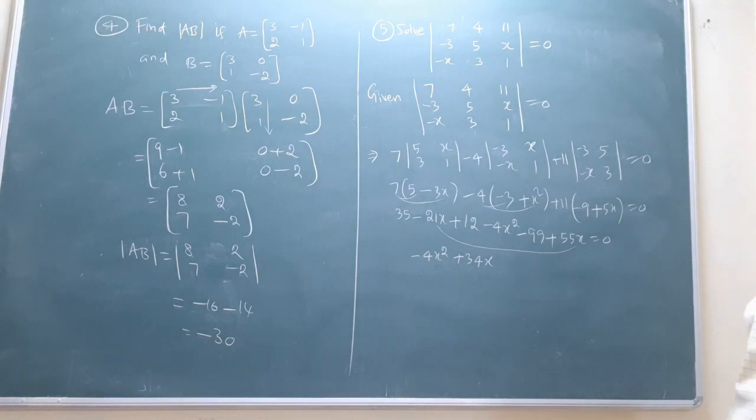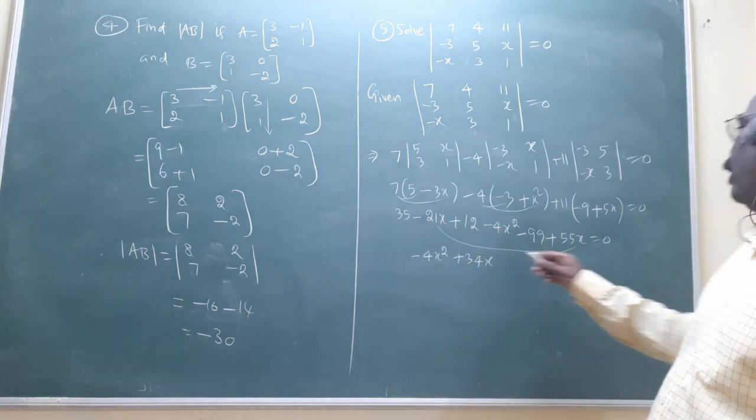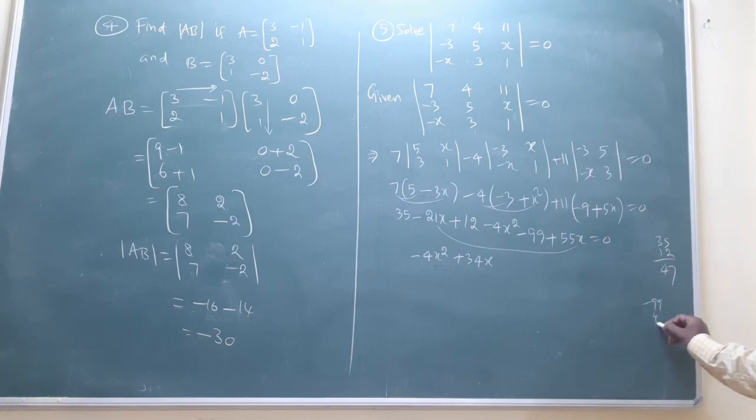Numbers. What are the numbers? These two numbers are plus actually. 35 plus 12, 47. Now minus 99 plus 47. Subtract: 9 minus 7 is 2, 9 minus 4 is 5. Minus 52.